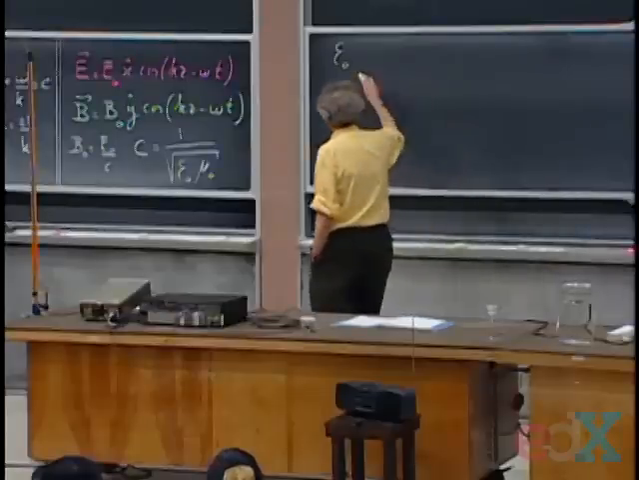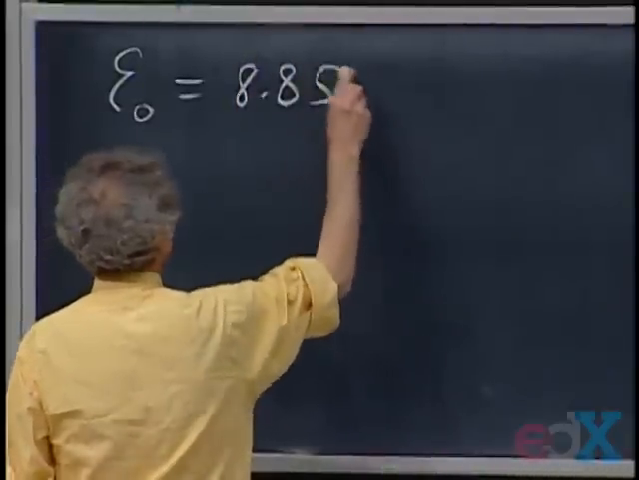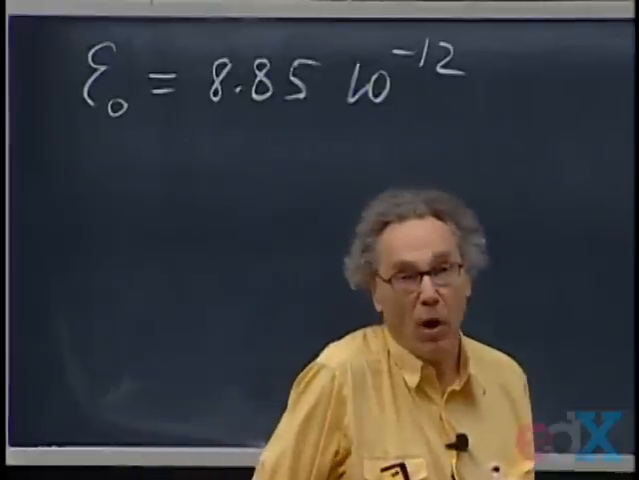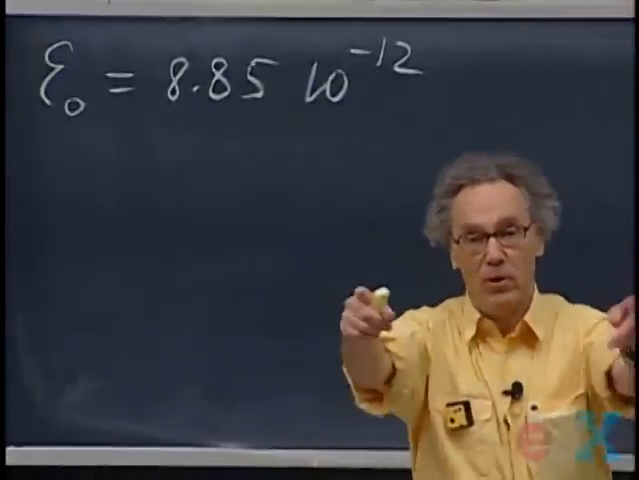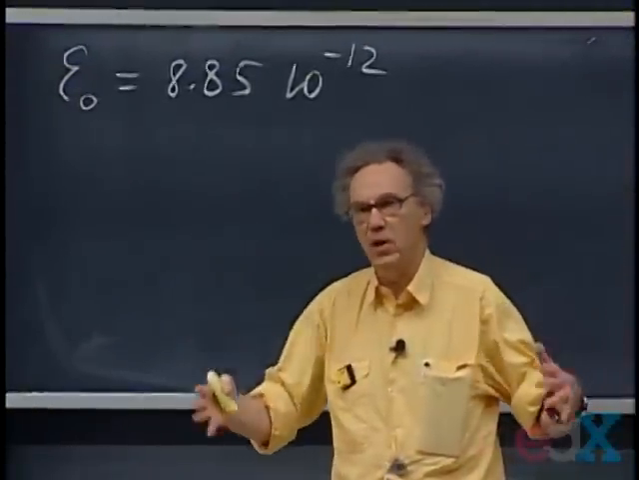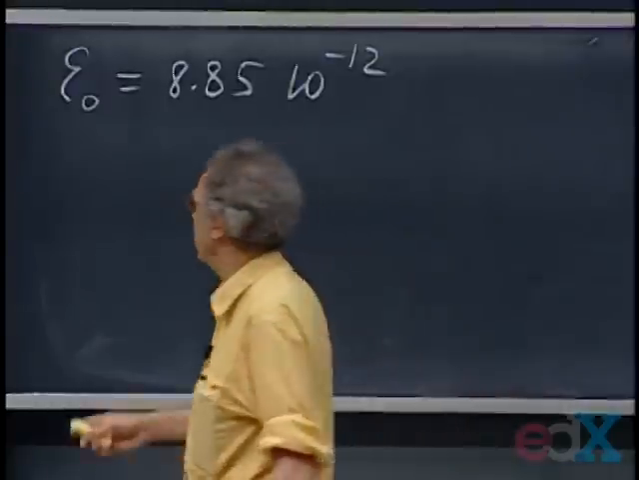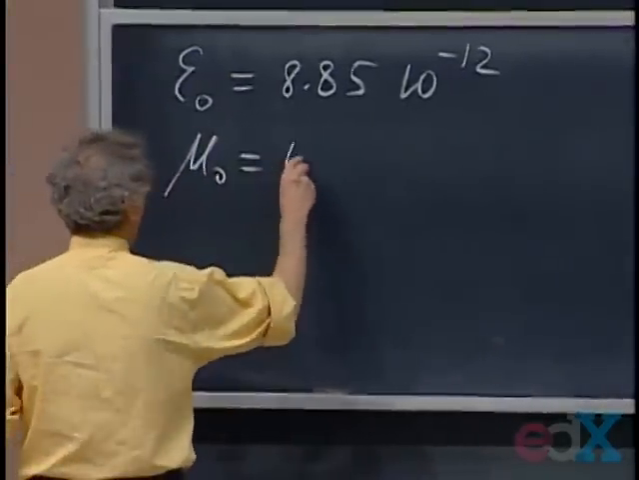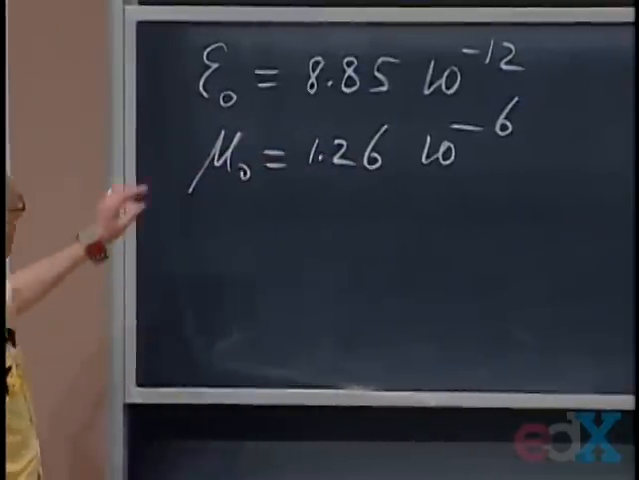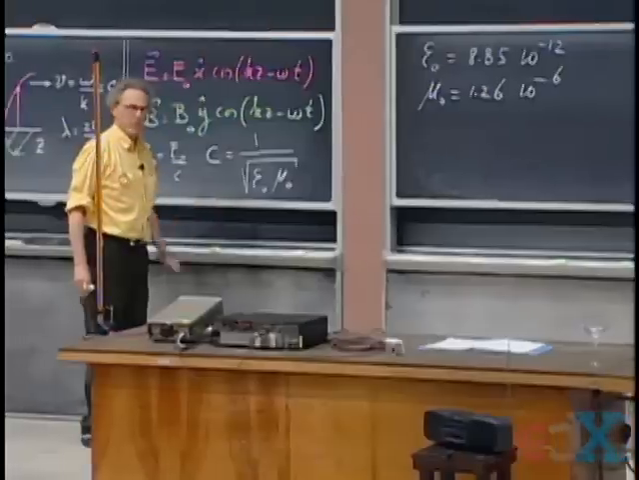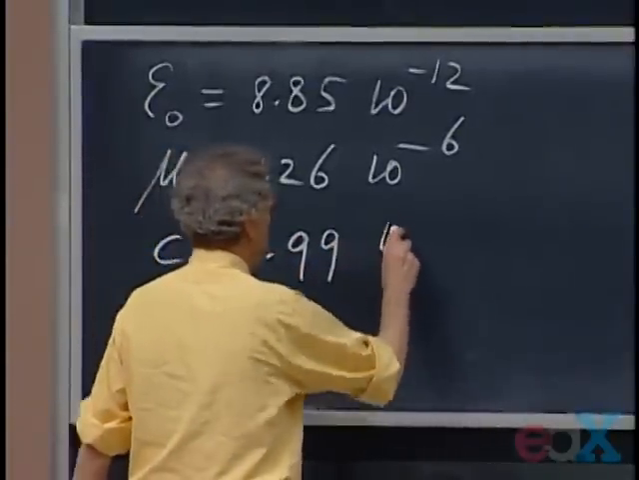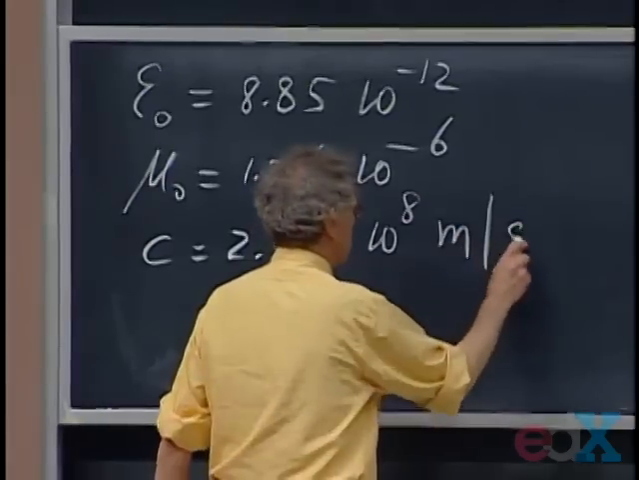Epsilon zero is about 8.85 times 10 to the minus 12 in SI units. Mu zero is equally static, can be measured from the force at which two wires through which you run a current attract each other. No dB/dt, no dE/dt, has nothing to do with electromagnetic waves. Mu zero is about 1.26 times 10 to the minus 6 in SI units. And if you multiply them and substitute them in this equation, you'll find that c equals 2.99 times 10 to the 8 meters per second.